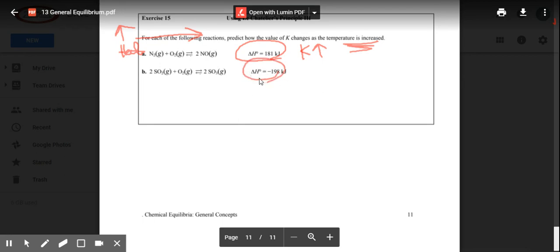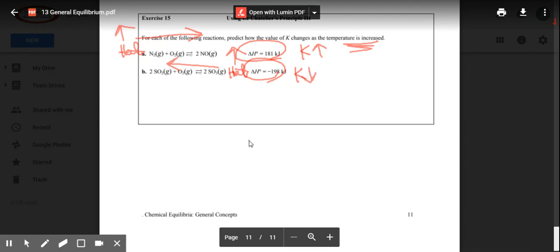For part B, this value is negative, so delta H is negative. That means that the reaction is exothermic, so heat is going to be a product. Well, if I increase temperature, my reaction will shift towards my reactants. And if that's the case, then my K value will decrease.